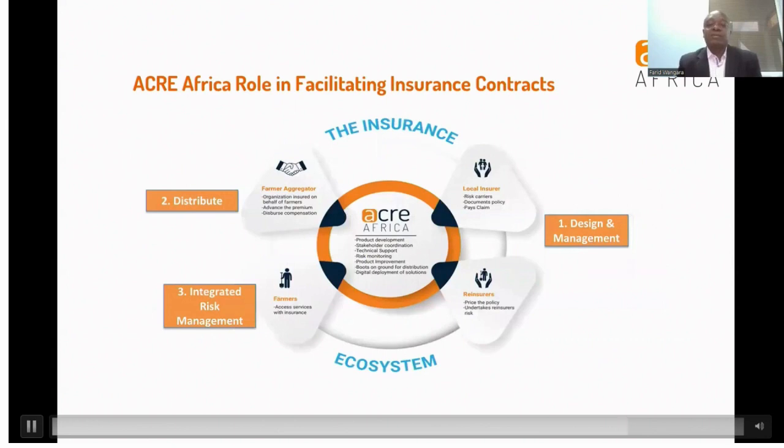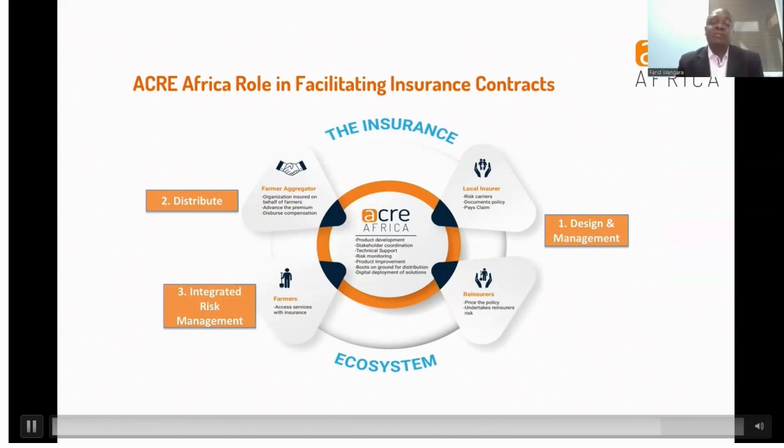We are not an insurance company, but an insurance intermediary working with the demand and supply side. On the demand side, we work with local insurers and reinsurers in terms of product development, stakeholder coordination, technical support, risk monitoring, product improvement. And on the supply side, we work with various farmer aggregators, which would include organizations like financial institutions, developmental organizations. But beyond that, we work with smallholder farmers in terms of integrated risk management.